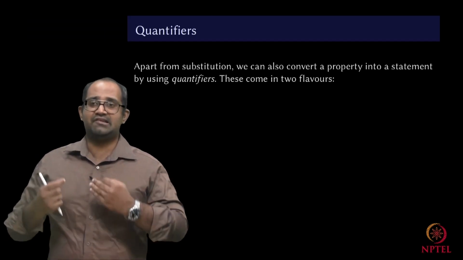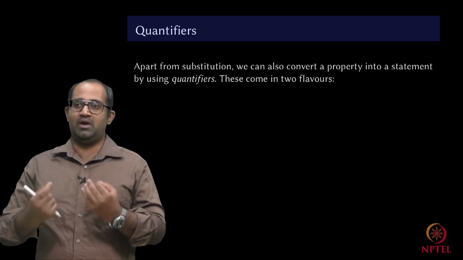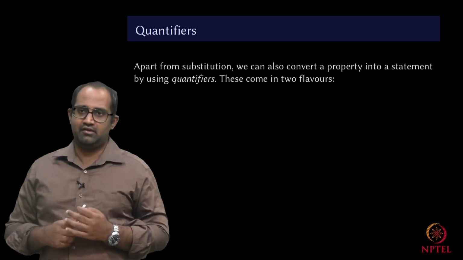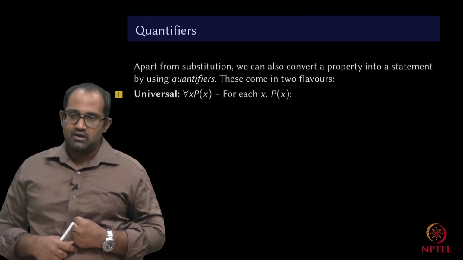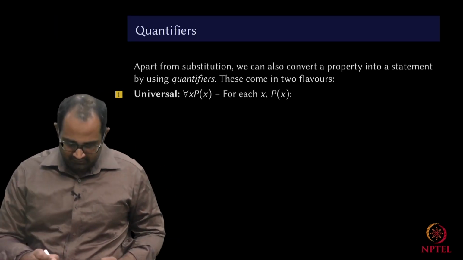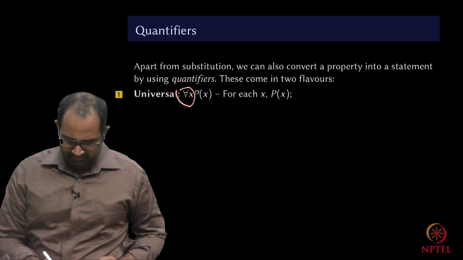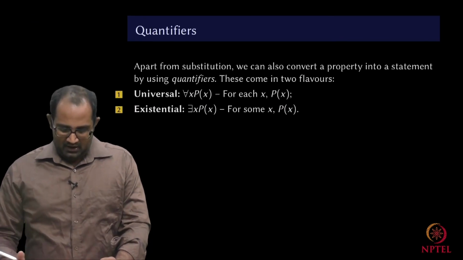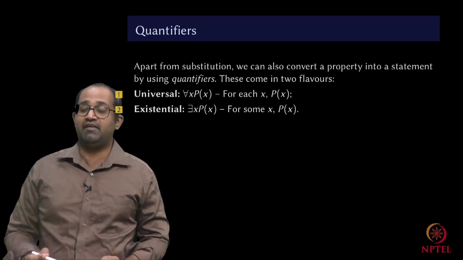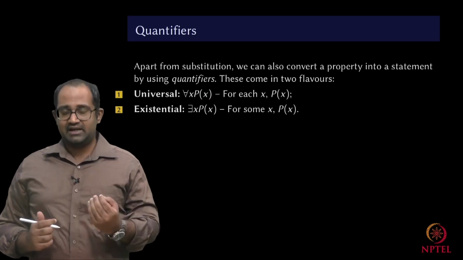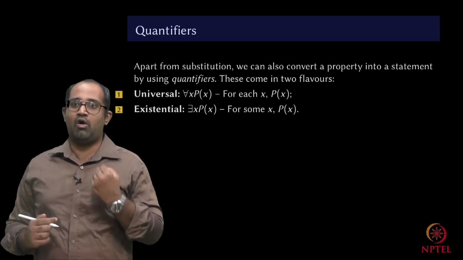Now, notice by substituting an element in the set S in the place of the variable slot x, we can convert a property into a statement, a true or false statement. There are two other ways to convert a property into a statement, that is by using quantifiers. These come in two flavors. The first one is called the universal quantifier, that is for all x P of x. I prefer to read this quantifier, which is written like an upside down A, as for each x P of x. Now, what does the universal quantifier do? Well, the statement for each x P of x is true precisely when, irrespective of which element x you substitute in the place of x, the resultant statement P of x is always true.